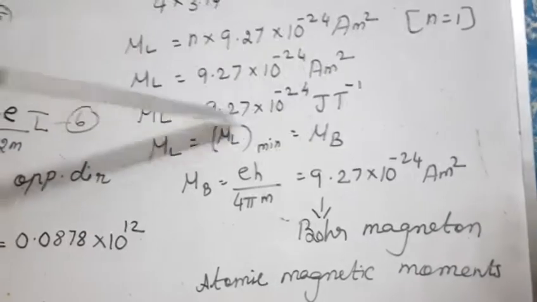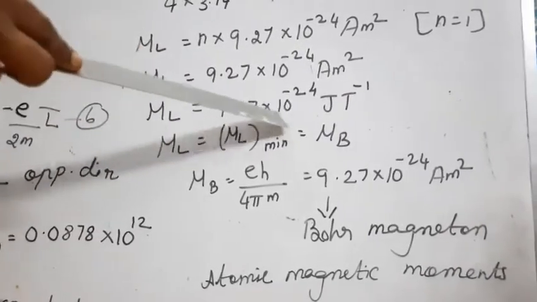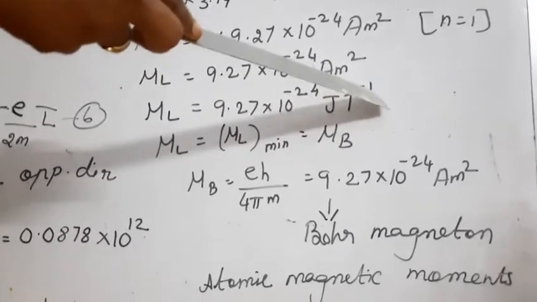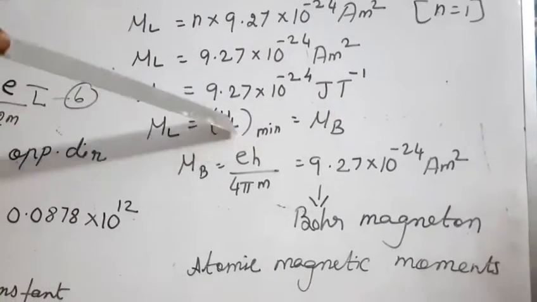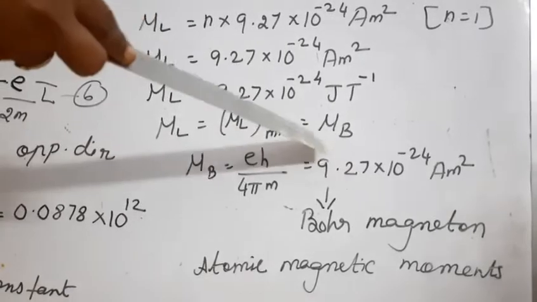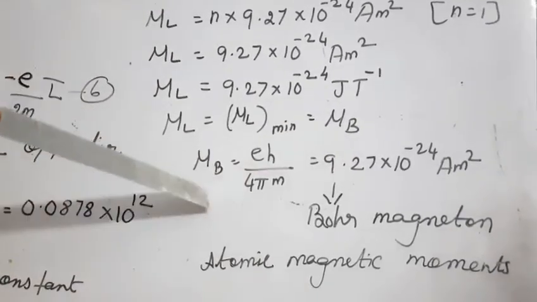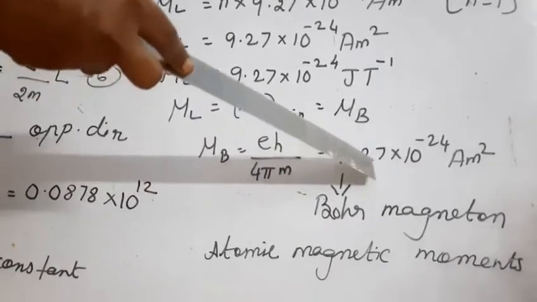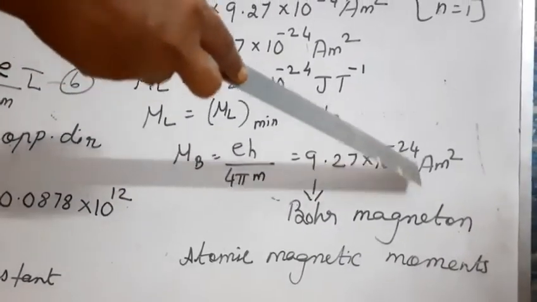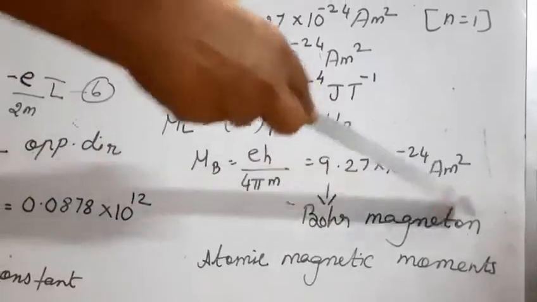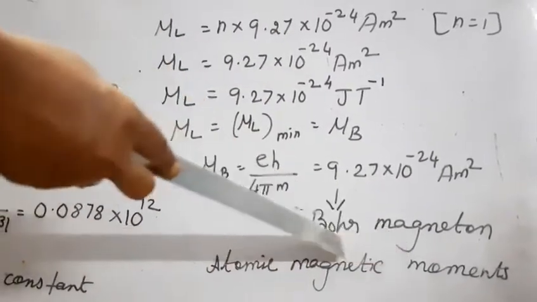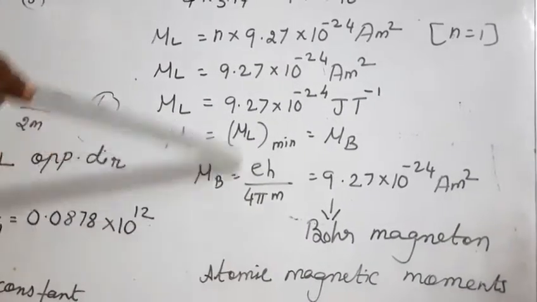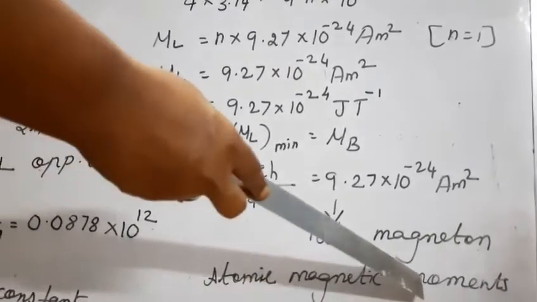In joules, we write 9.27 into 10 to the power of minus 24 J T⁻¹. So, the minimum value μL minimum, which is represented by μB. Therefore, μB is nothing but eh by 4πm. The value is 9.27 into 10 to the power of minus 24 A m². And this is known as the Bohr magneton. This is used to measure atomic magnetic moments.